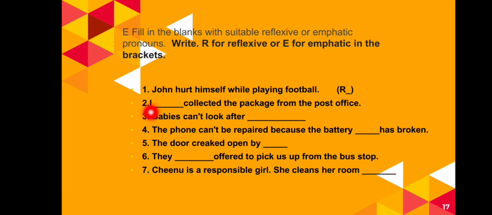Now let's see the second question. I dash collected the package from the post office. Here, what can we use? I myself. So we have to use the words I myself, and this is an example of an emphatic pronoun. So we can write E over here.